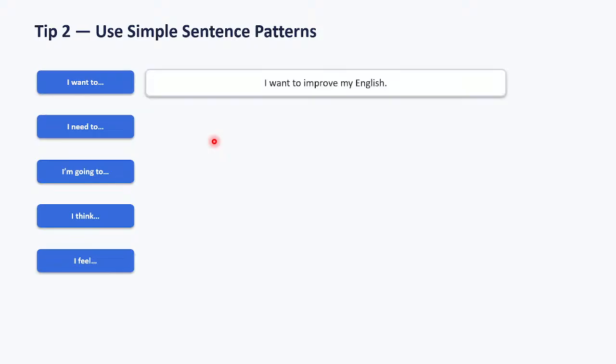I want to improve my English, right? I want to improve my English. Like this, try to create small, small examples, small sentences. I want to learn English. I want to go to the gym, right? Likewise, you can create at least 10 examples of each of these patterns.